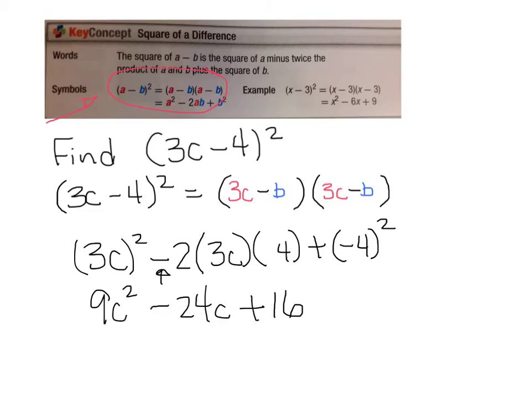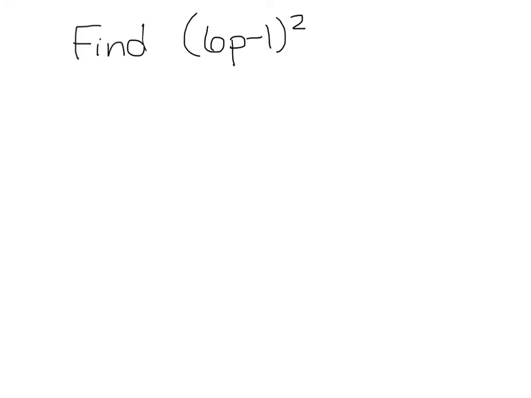You square the first term. You multiply the two terms together and multiply by 2. Then you square the last term. You can also FOIL these or use your Punnett square just like previously done. Okay, now let me let you try one of these. I want you to find the quantity 6p minus 1, squared.